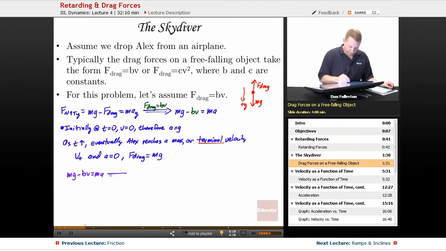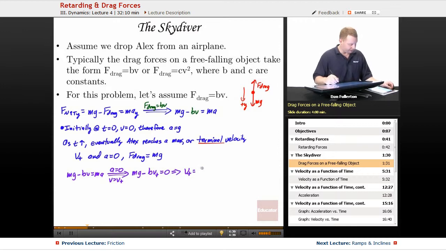So when we go to our Newton's second law equation, we have mg minus bv equals ma, but when we're at the condition of terminal velocity, acceleration is 0 and v equals vt, so our equation becomes mg minus bvt equals 0. Therefore, we can solve for terminal velocity and say terminal velocity is just going to be mg divided by that constant b.